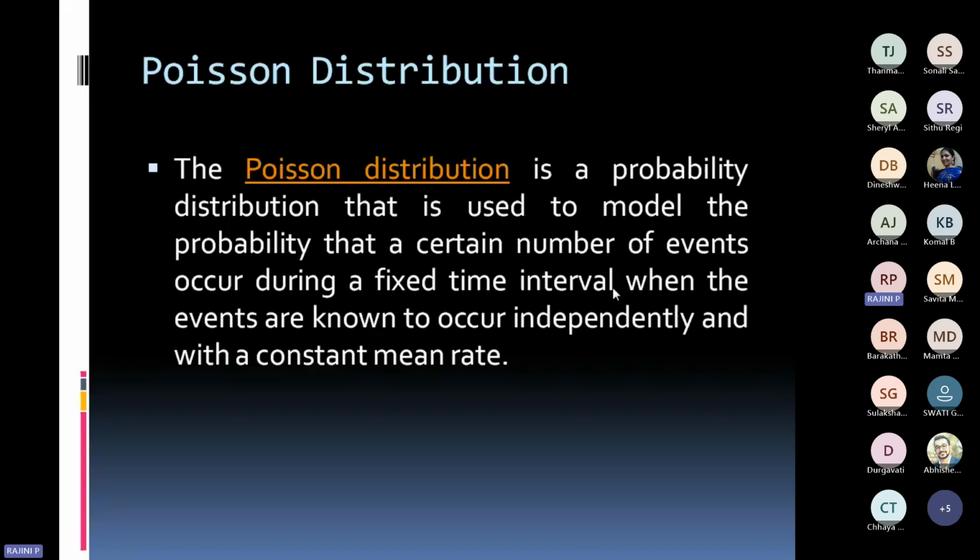And the next one is what? If you want to know, in a fixed time interval, what is the chance of getting a number of events? For example, I gave you 1 hour and 50 questions. Now I want to know in 1 hour, what is the probability of solving 40 questions? In this case, I can apply the Poisson distribution. So in a fixed time interval, what is the number of occurrences of events? In that case, we go for the Poisson distribution.